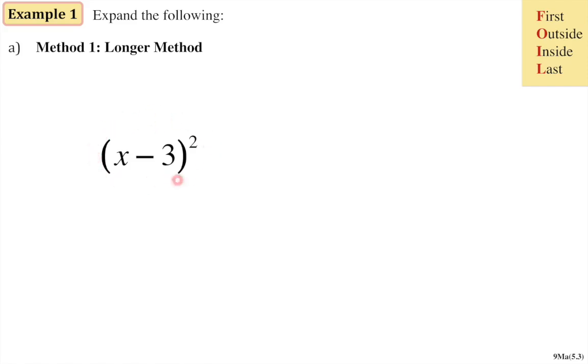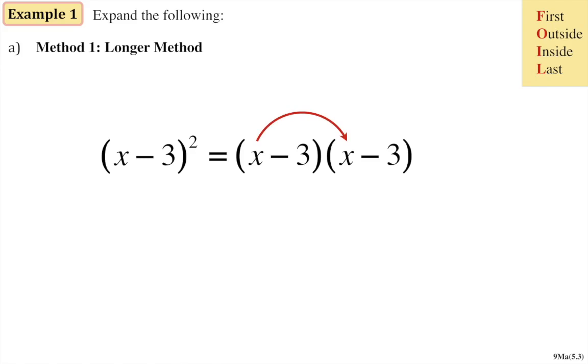Well, we know when we see a bracket and it has a squared, that bracket is multiplied by itself. Now I'm going to FOIL it out. So FOIL, first, outside, inside, last. Let's do the first terms. x times x is x squared. x times negative 3, negative 3x.